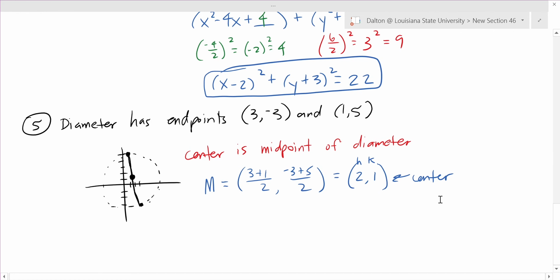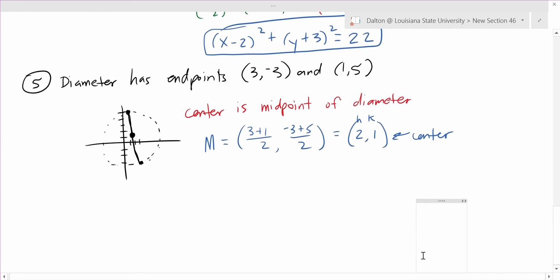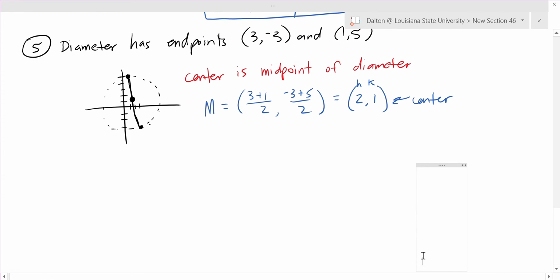The only other thing that you need to be able to write your equation is the radius. You can do this in a couple different ways. You can say, okay, I know the radius is half the length of the diameter, so you can find the length of the diameter and then divide it by 2. Or you can say, okay, I know the radius is the distance from the center to one of the endpoints. So the radius is the distance from the center, which we've just discovered is (2, 1), and one of the endpoints. You can pick either one that you want, you'll still get the correct answer. I'm going to pick (1, 5), just because I like positive values.